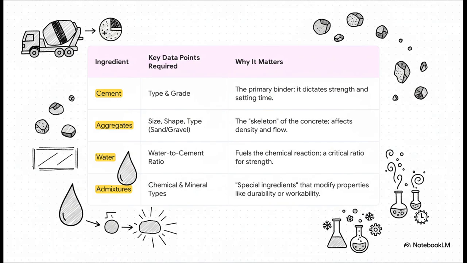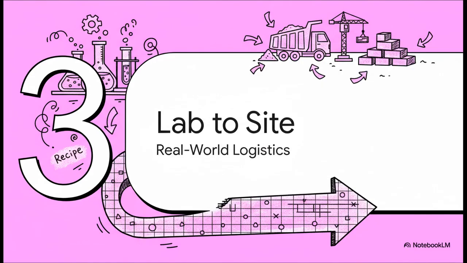This table breaks it down nicely for us. For cement, which is basically the glue of the mix, you need its type and grade. For aggregates, that's your sand and gravel, their size and shape literally form the concrete skeleton. Then there's the water-to-cement ratio, which is so critical. It's what fuels the chemical reaction that gives concrete its strength. And lastly, you've got admixtures. Think of these as special ingredients you add to tweak things, like making the concrete set faster or resist water better.